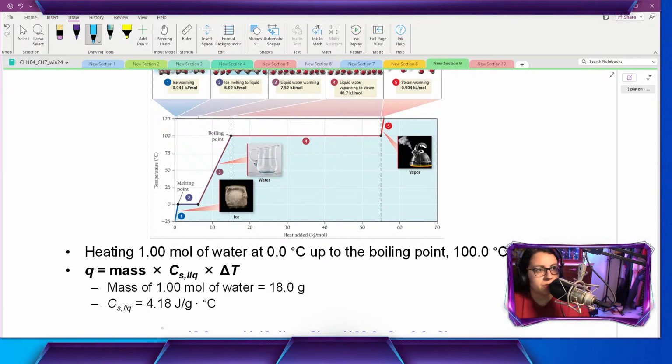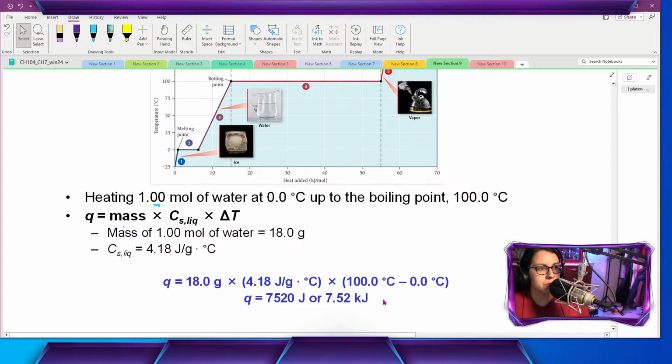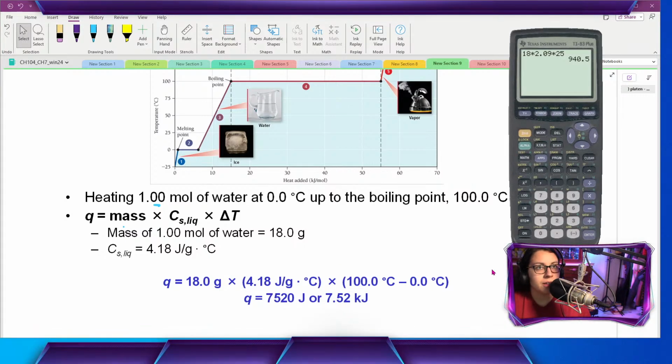Just like we did before, convert moles to mass. So now we have 18 times our 4.18 and then times 100. And so that gives us 7,524 joules. Rounding to 3 sig figs and then kilojoules, that gives us 7.52 kilojoules.